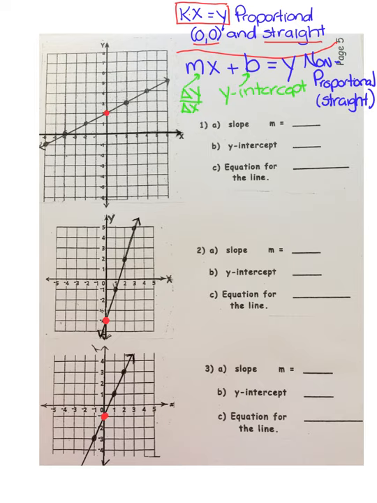So for each of these given problems, we'll be figuring out the slope, locating the y-intercept, and finally putting that all together to write an equation for the given line. Let's take a look at problem 1. If you haven't copied all the notes onto your paper, please pause the video and do so now.